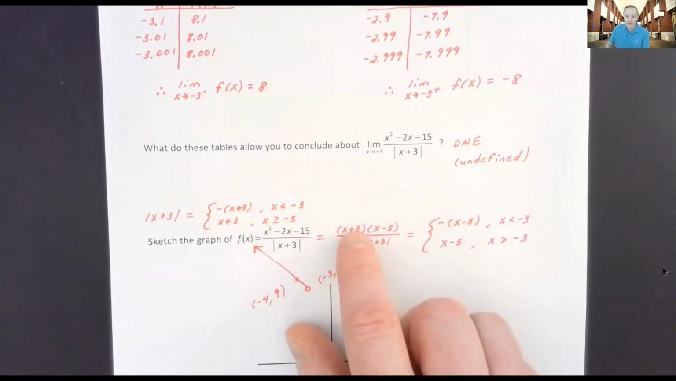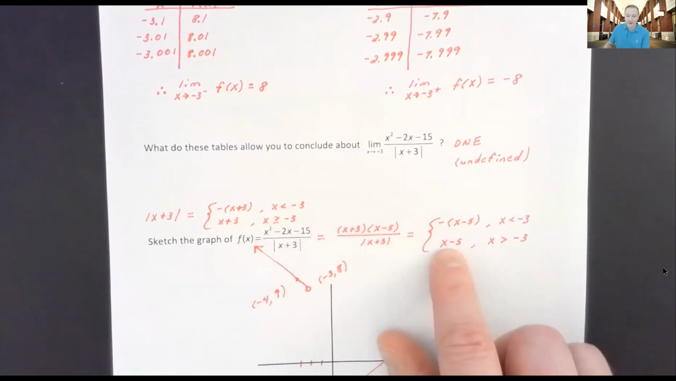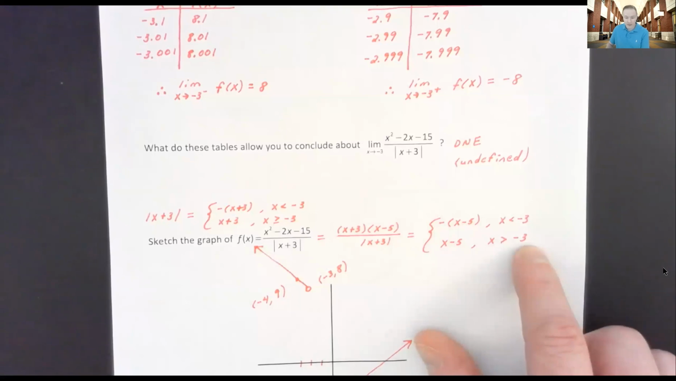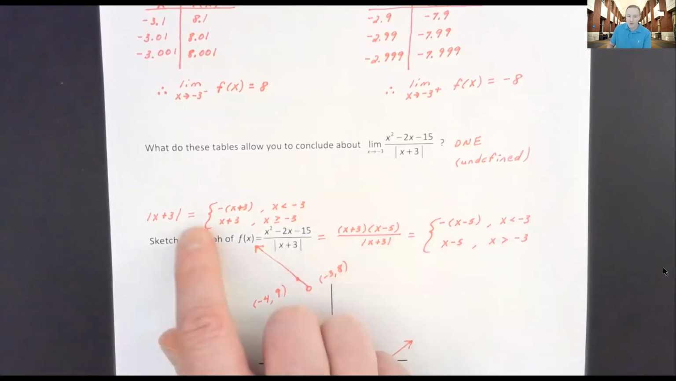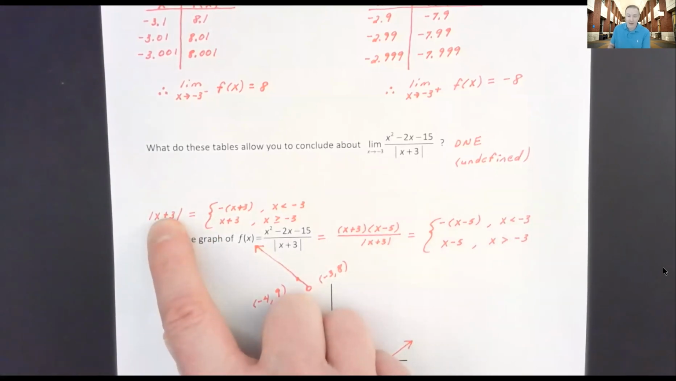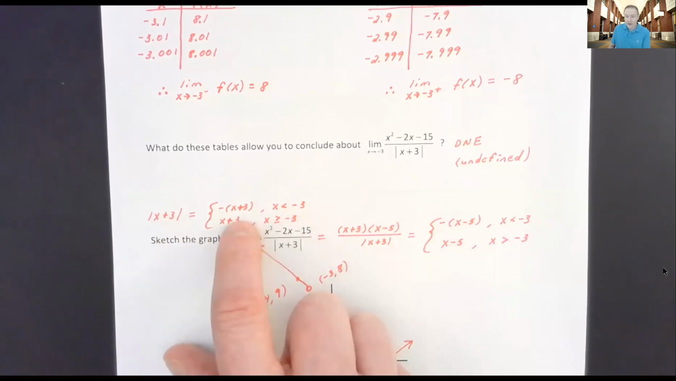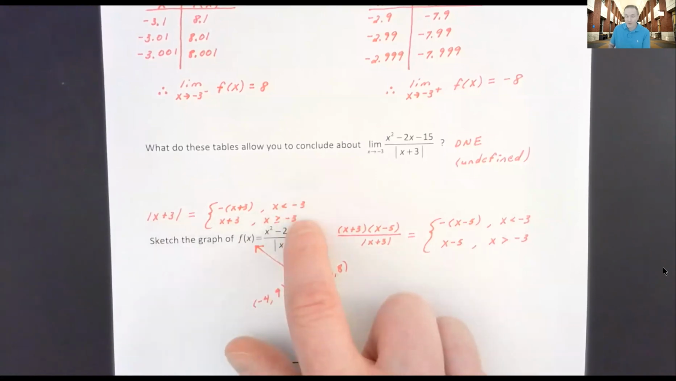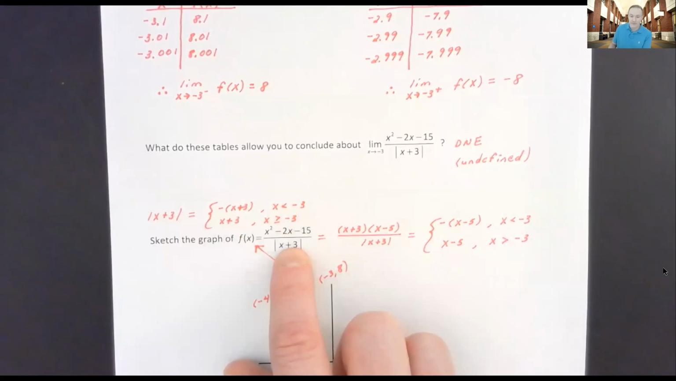So I know that the x plus 3 is just going to cancel, and I would have the function equal to x minus 5 if x is strictly greater than negative 3. Now, why did I drop the equals to? Over here, I can say the absolute value is equal to x plus 3 if x is greater than or equal to negative 3. And that's true. However, if it were equal to negative 3, this would be a 0, and you can't have a 0 in your denominator.